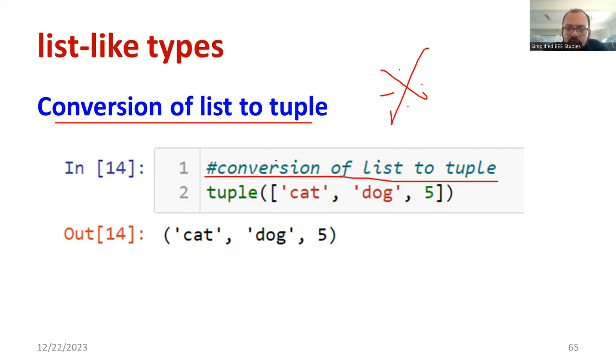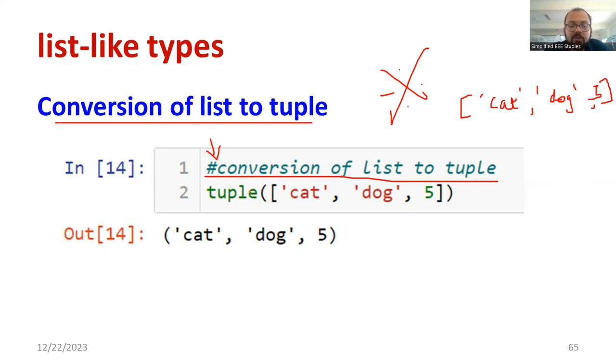So here there is the code, the meaning of the code is conversion of list into tuple. I use the hash, that means the commenting. So for example, we have a list, namely cat. Second one is dog, and the third item is 5. So this is actually a list which is in my data, which is in my database. I just wanted to convert the list into tuple.